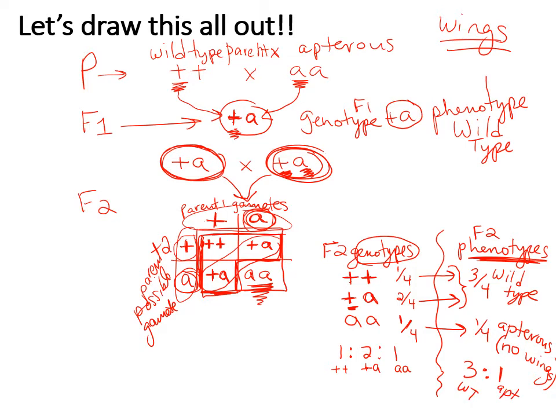If you have any trouble following the P generation, the F1 or the F2 generation, please let me know. I could ask you to cross the flies. I could ask you about the genotypic ratio. I could ask you about the phenotypic ratio in a monohybrid cross. Okay, if you'd like any examples or practice problems, please contact me in the Remind app to let me know.